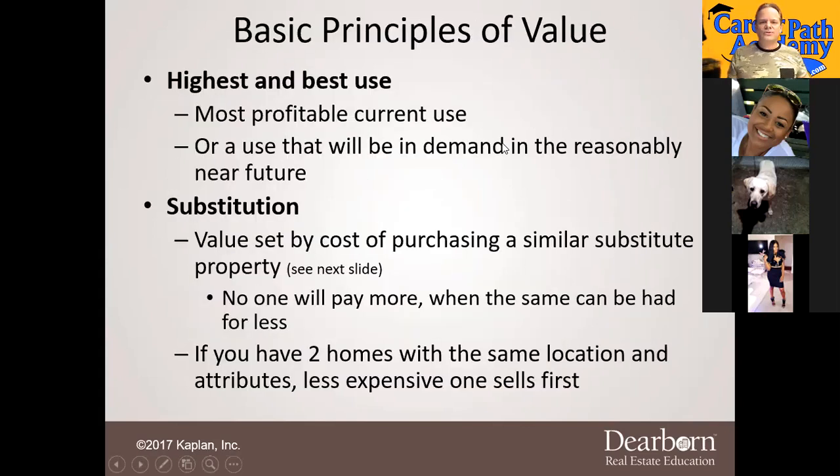Highest and best use is the most profitable use that the property can be used for, or a use that will be in demand in the reasonably near future would be its highest and best use. So let's highlight that on page 276. The most profitable use to which a property can be adapted, or a use that's most likely to be in demand in the reasonably near future, is its highest and best use.